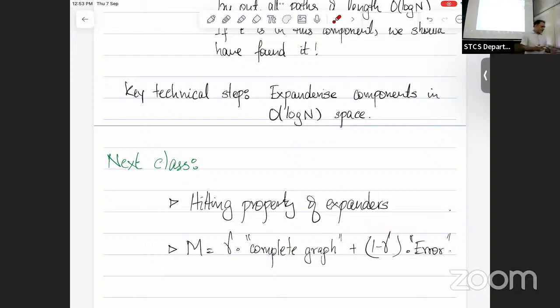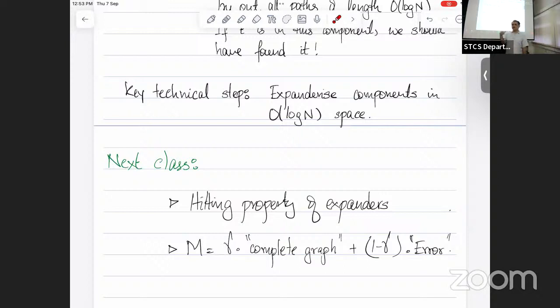And before we build expanders, in fact, even to prove the hitting property, there is this beautiful decomposition that we will do, which is a formalization of what is sometimes used in intuition. We will say that if something is a good spectral expander, its random walk matrix looks like a convex combination of the random walk matrix of a complete graph, which is the best expander you could hope for, plus some error term.